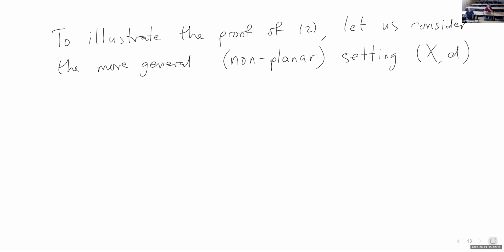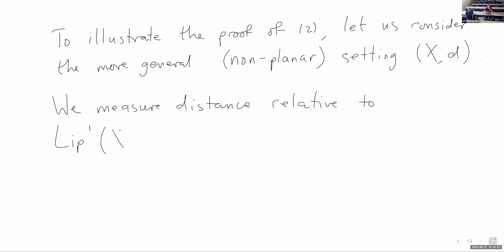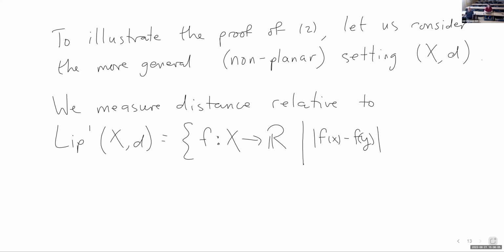That need not even make sense. So we need some new way of making sense of the unitary distance and the spectral distance. What we'll do is use as a reference set, relative to which we'll measure these distances, the Lipschitz functions on X. So we measure distance relative to Lip_1(X). This is the set of real valued functions such that the distance between f of x and f of y is at most the distance between x and y for all x, y.